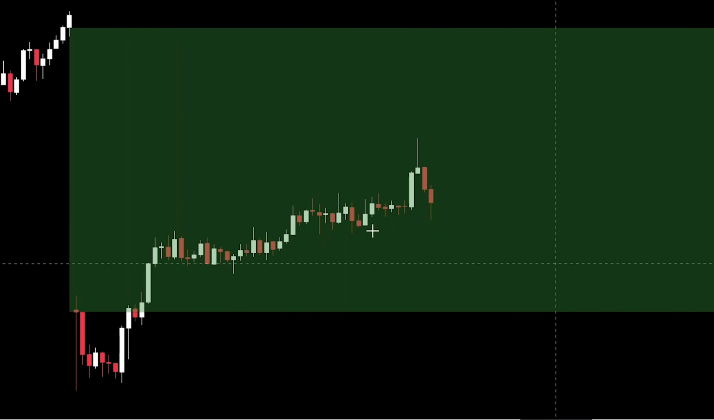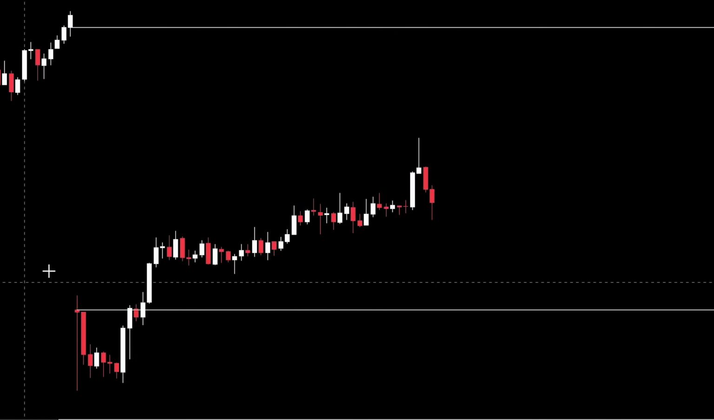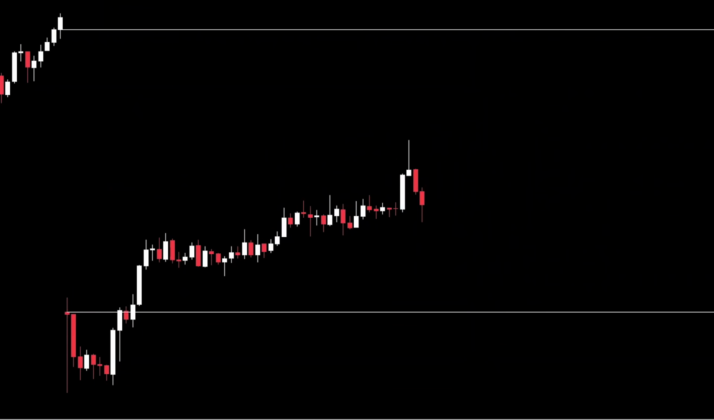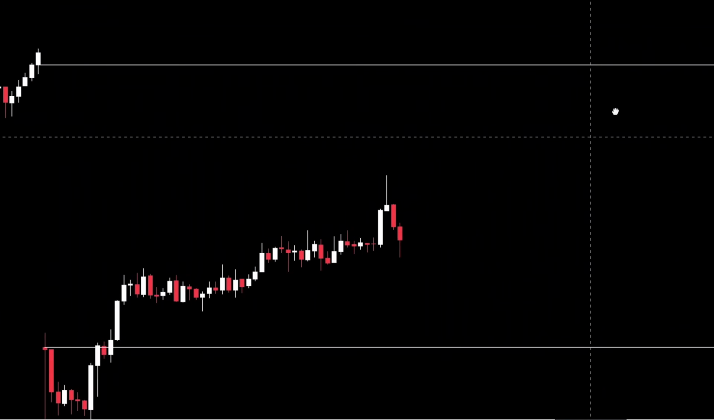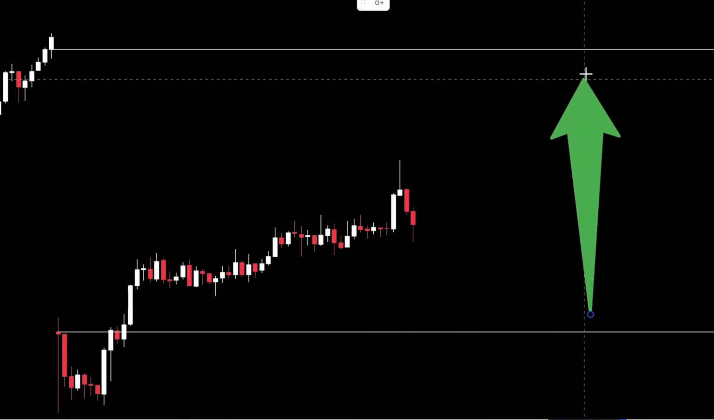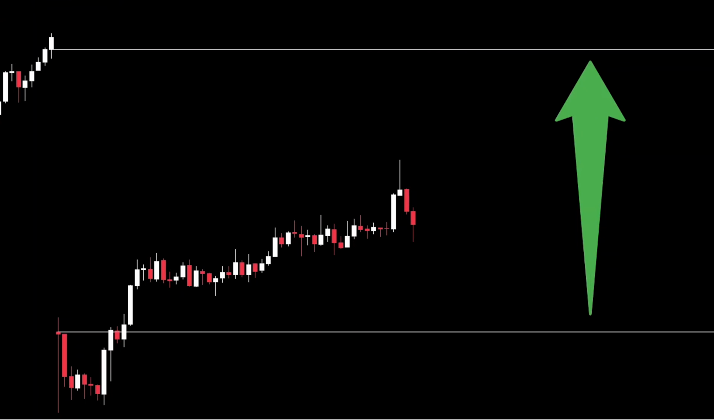So we know, and in order not to be confused, I will draw two horizontal lines, one at the top of this gap and one at the bottom. We know that price, I will delete this one, needs to fill in this gap, so my bias is absolutely bullish. So we leave that as it is.